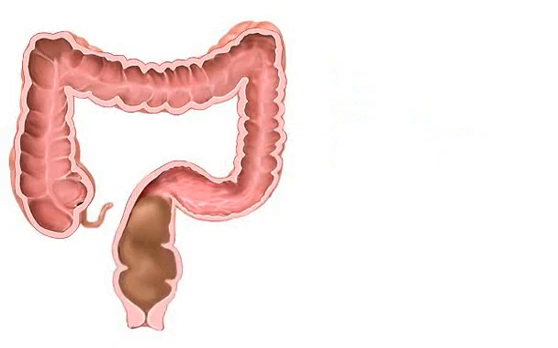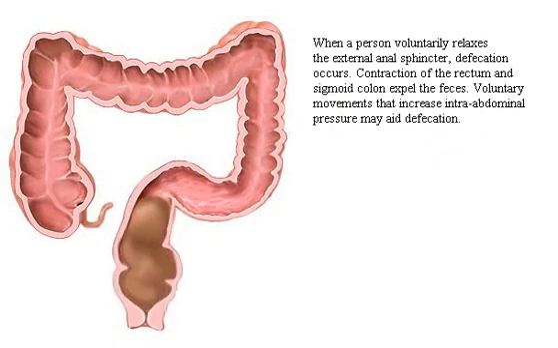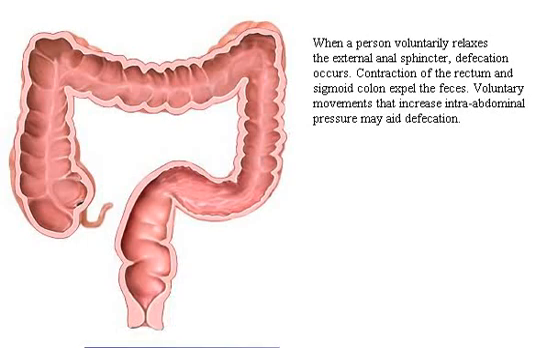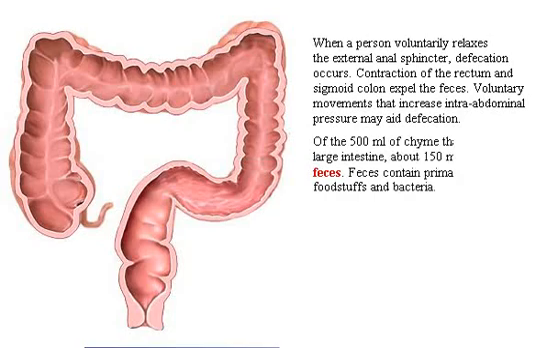When a person voluntarily relaxes the external anal sphincter, defecation occurs. Contraction of the rectum and sigmoid colon expel the feces. Voluntary movements that increase intra-abdominal pressure may aid defecation. Of the 500 milliliters of chyme that entered the large intestine, about 150 milliliters become feces. Feces contain primarily undigested foodstuffs and bacteria.